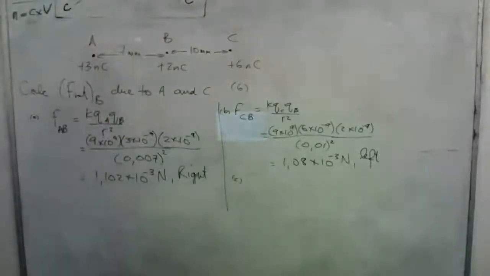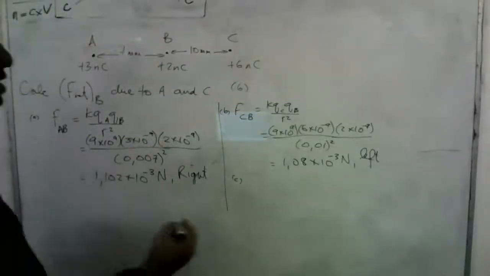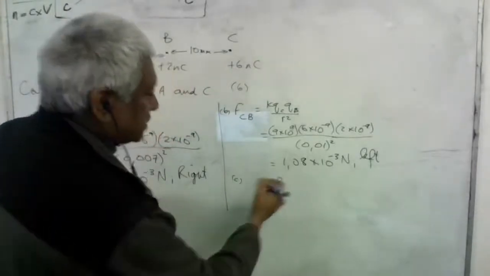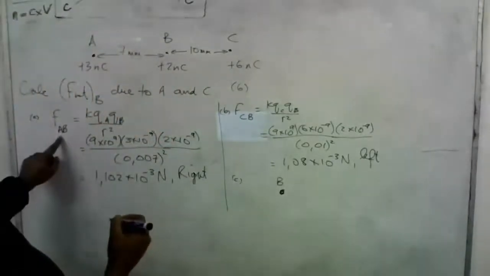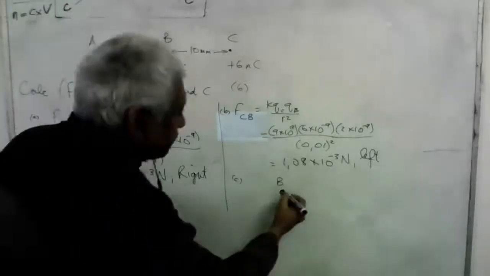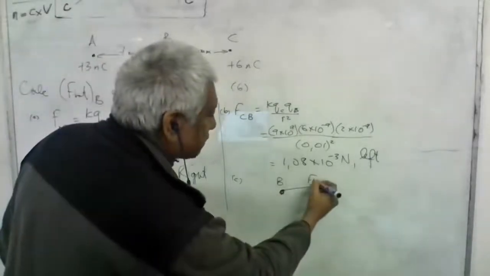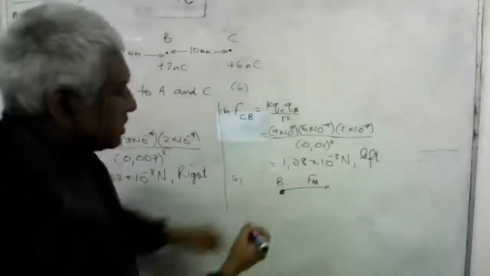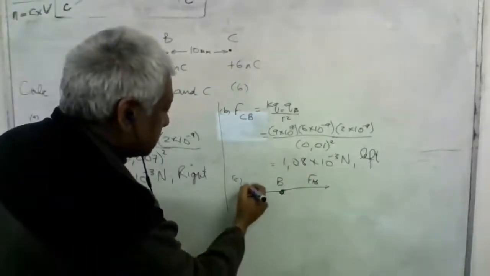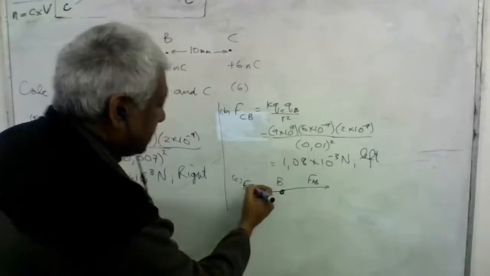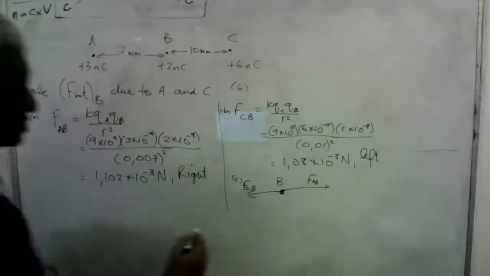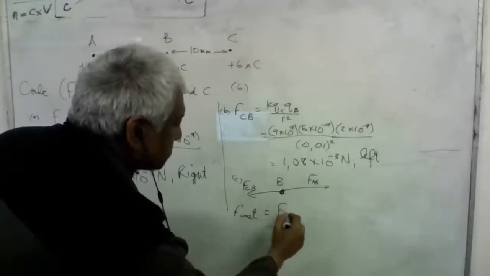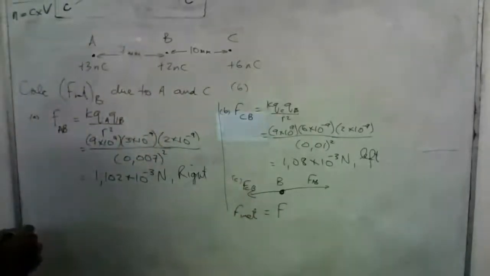Right, now that we have the magnitude of the two forces, now we need to go and draw the free body diagram. So that is charge B. Due to A, it's moving to the right, so that is the force of A on B. Due to C, it's going to the left, that will be the force of C on B. And now we want the net force. So F net will equal the sum of those two.